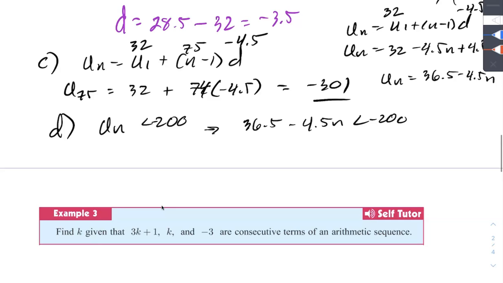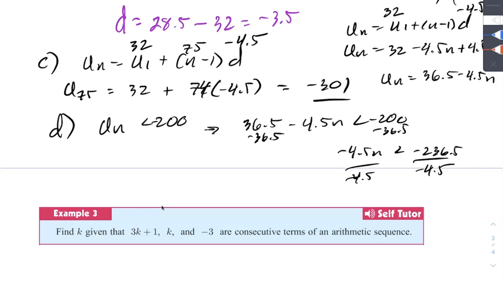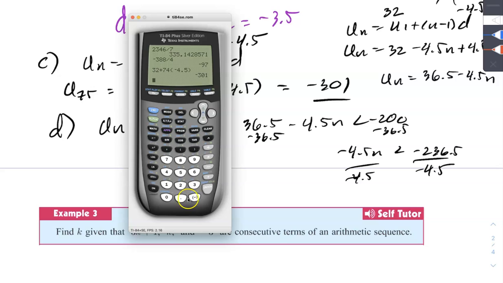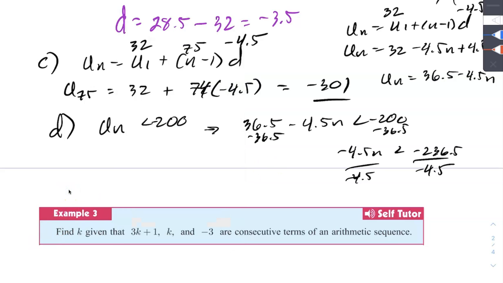Now all we have to do is solve this. So subtract 36.5 from both sides. I get negative 4.5n is less than negative 236.5. Divide by negative 4.5. And again, use my calculator for that because I don't know what that is. Negative 236.5 divided by negative 4.5, and I get 52.5555.